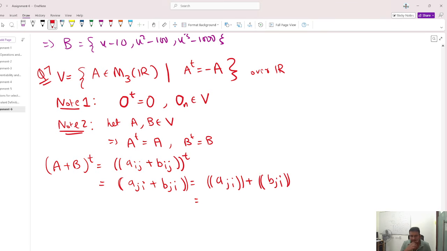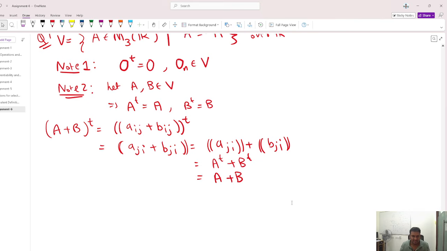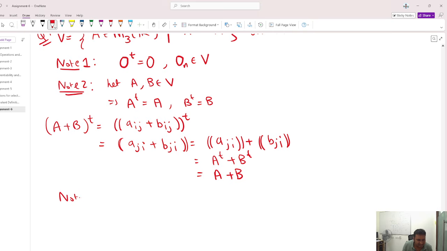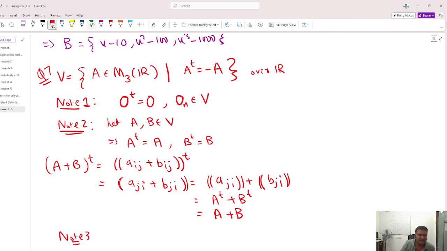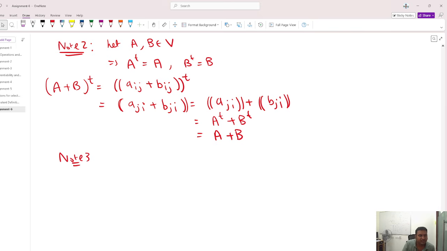Well, this is equal to, we know, A transpose plus B transpose, and we know these are already equal. Well, A plus B transpose is A plus B. Note that I haven't used that it's a 3 cross 3 matrix. So it means you can do it for any n. That is your homework. I'm doing it for 3.